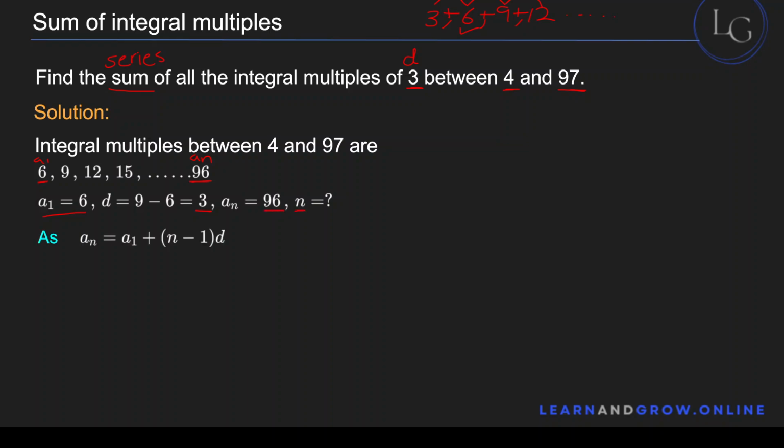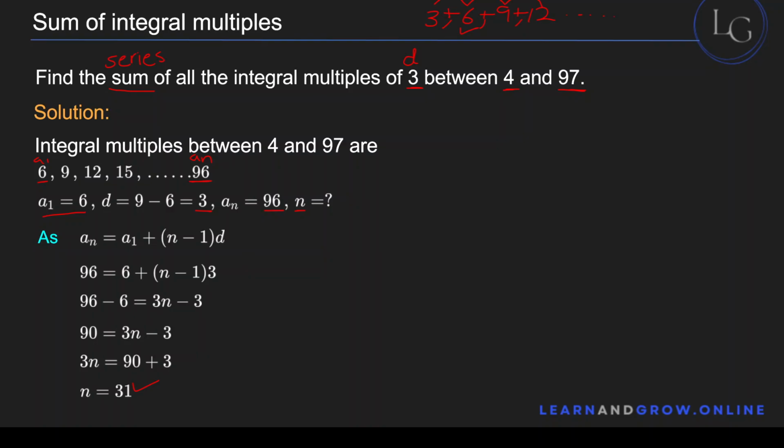Well, we know this formula: AN is equal to A1 plus (N minus 1) times D. Put in all these values, and you get the value of N as 31. So 96 is the 31st term in this arithmetic progression.